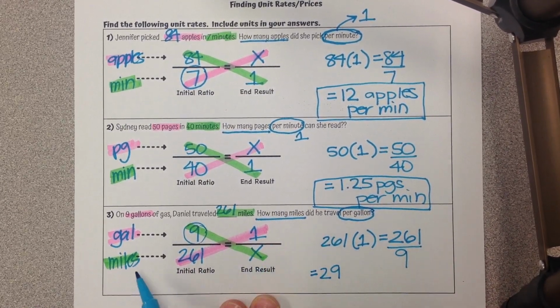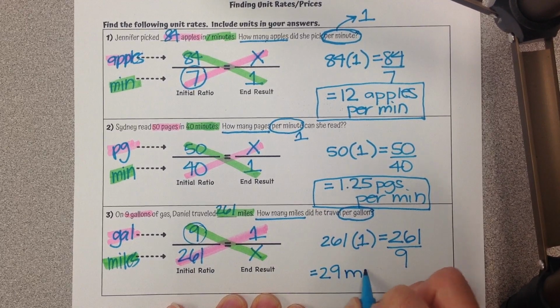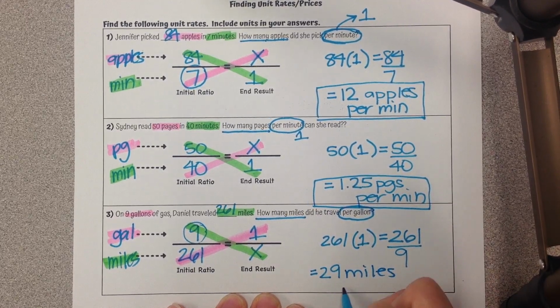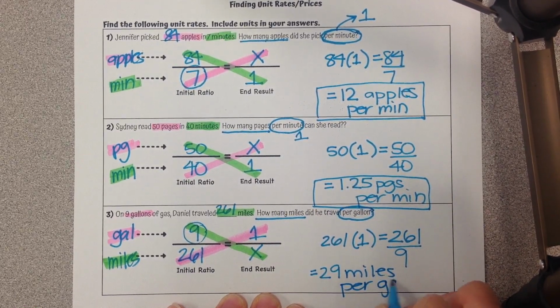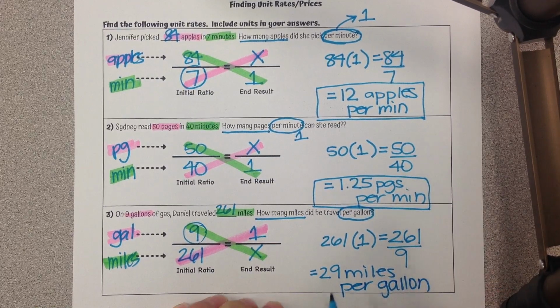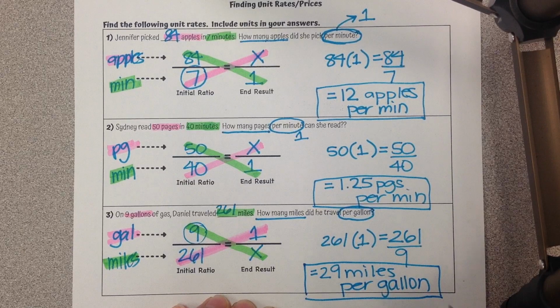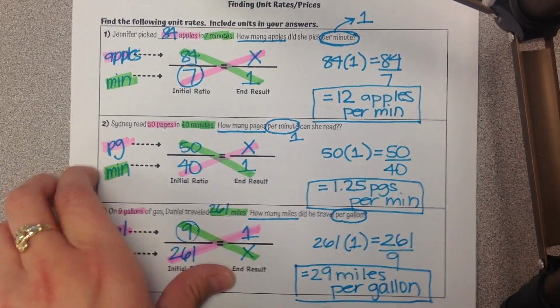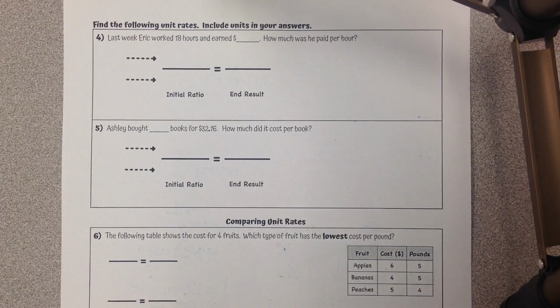Okay, again, I was looking for the number of miles, so 29 miles per gallon. So Daniel can travel 29 miles per gallon of gas. All right, go ahead and flip that over to example 4.